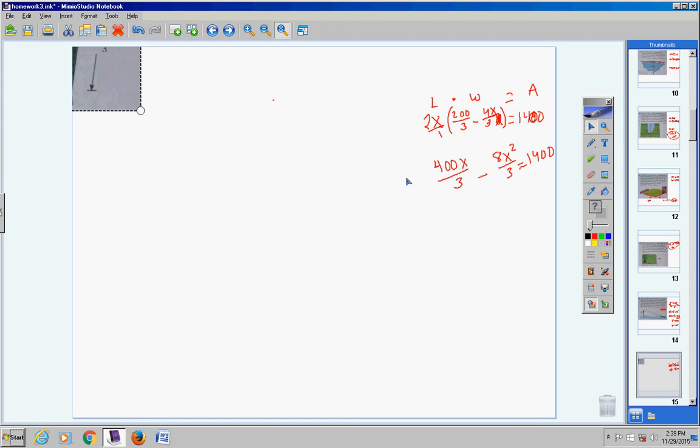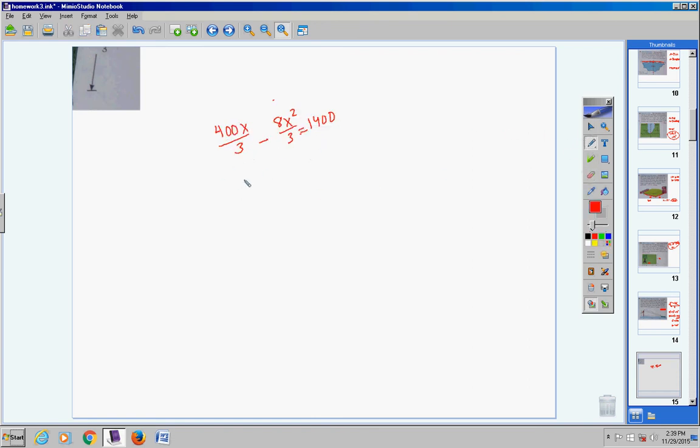Here we go. Now, here's my quadratic equation. I don't like that. I don't like fractions. So I'm going to multiply everything by 3. When I do that, I'm left with 400x minus 8x squared equals 4,200. I multiplied this by 3, this by 3, and this by 3. I multiplied every term by 3. Now, having done that, let's write this. We know we have a quadratic equation. See, I have a power of 2, and that's the highest power that I have.